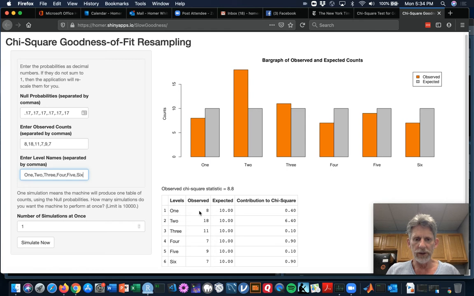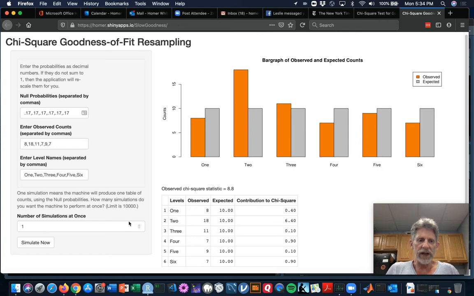Like on the first row, you observe a 1, you expect a 10. 8 minus 10 squared divided by 10 turns out to be 0.40. That's the contribution to the chi-square statistic that comes from that first cell. 18 minus 10, square it, and divide by 10 turns out to be 6.4. That's the biggest contribution that's made for all the cells. You add up all these contributions, you get 8.8, the chi-square statistic.